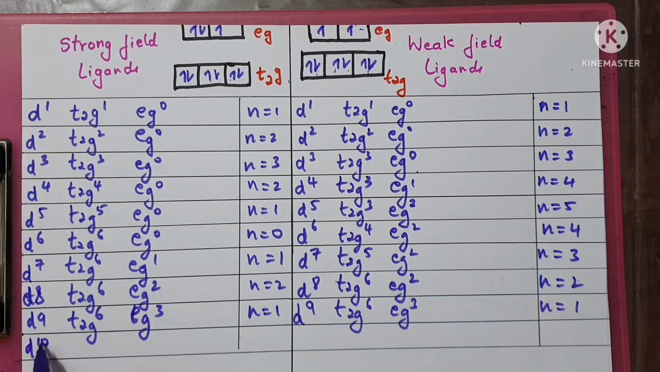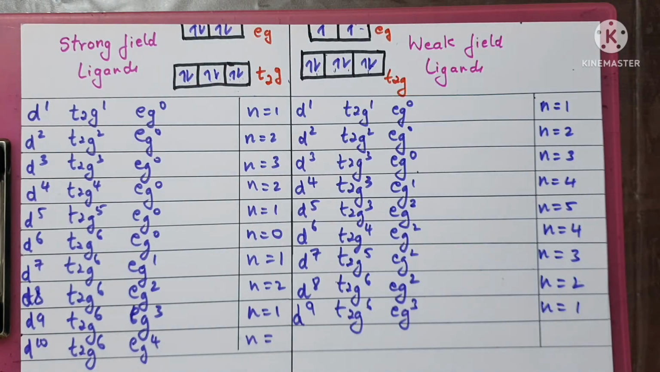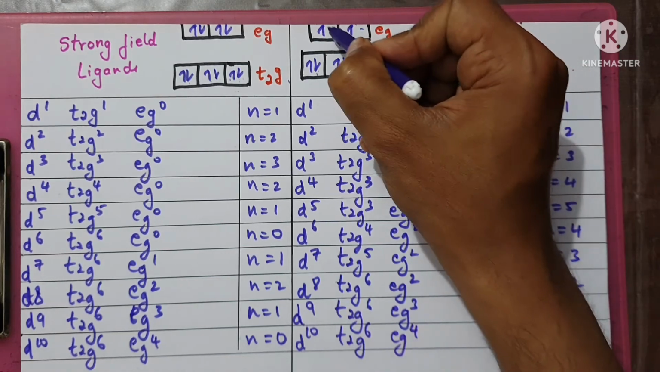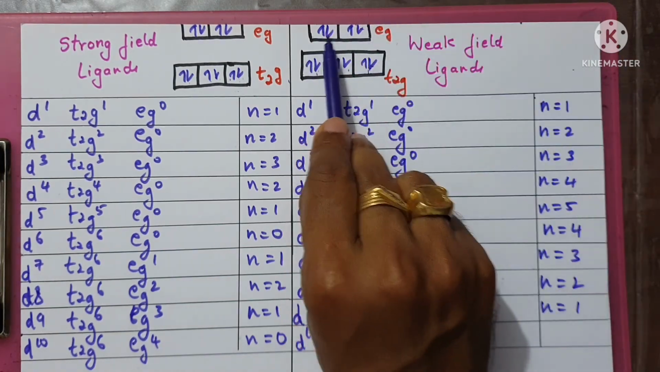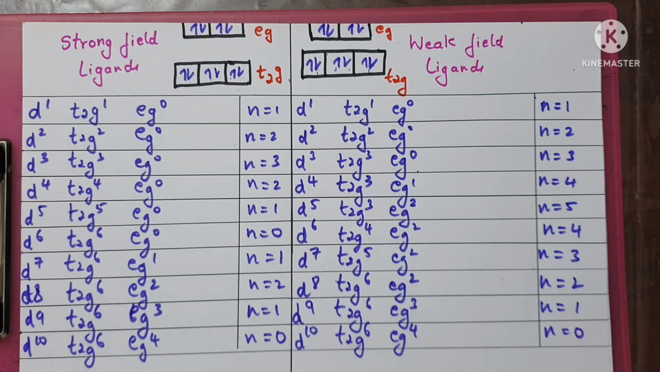In the same way, d10, t2g6, eg4. How many unpaired electrons now? There is no unpaired electron, therefore n is equal to 0. The same thing, d10, t2g6, eg4, 1, 2, 3, 4. Therefore n is equal to 0. Hope you have understood how to write the electronic configuration now.